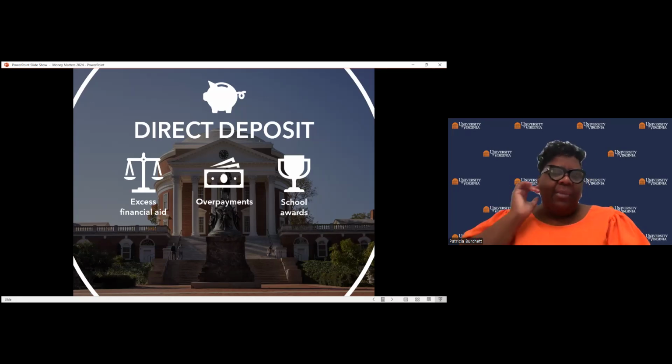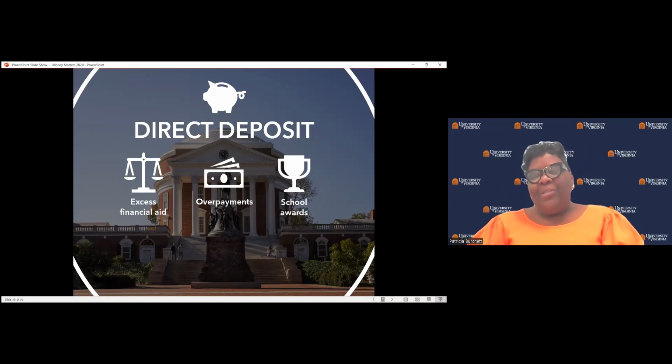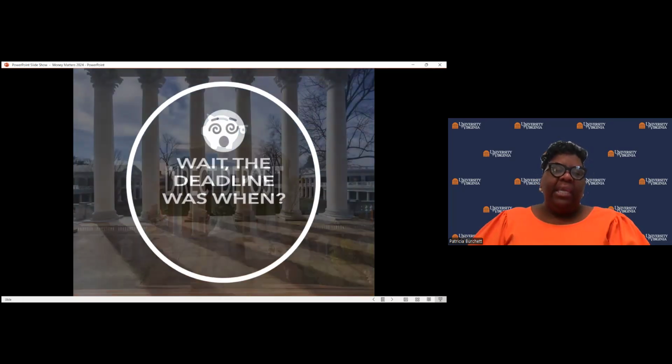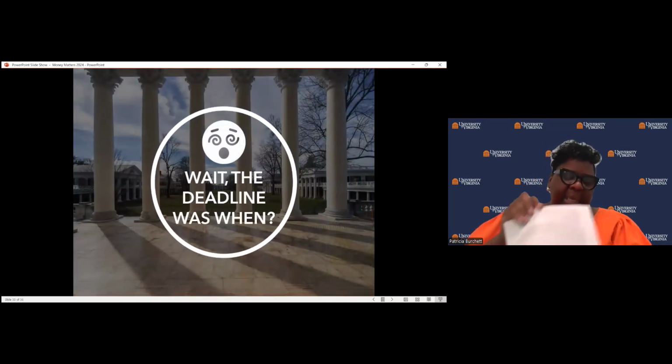I will share with you that we have hundreds and hundreds of checks that are uncashed because students may have moved, or they may have lost a check in their dorm room, or because the check may have been of such an amount that they think the check isn't real, right? And so it goes uncashed. So signing up through UVA Pay is a way, through direct deposit, for the student to get any kind of excess financial aid, or any overpayment, or any kind of monies owed to them.